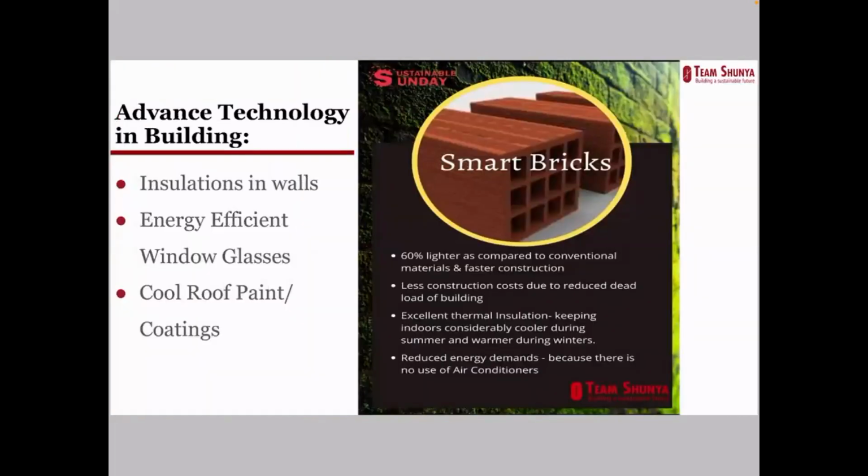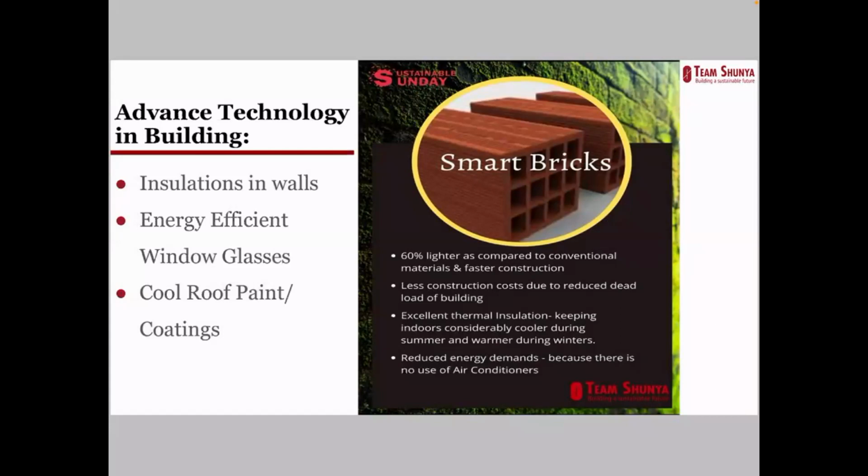Next, there are various advanced technologies in the building construction itself. Like there are some insulating materials which are used in the walls. We can add those insulating materials, and that will reduce the heat loss from the house to the environment, or from the environment to the house, and that can reduce our requirement for heating or cooling. That can be incorporated in the building construction itself.